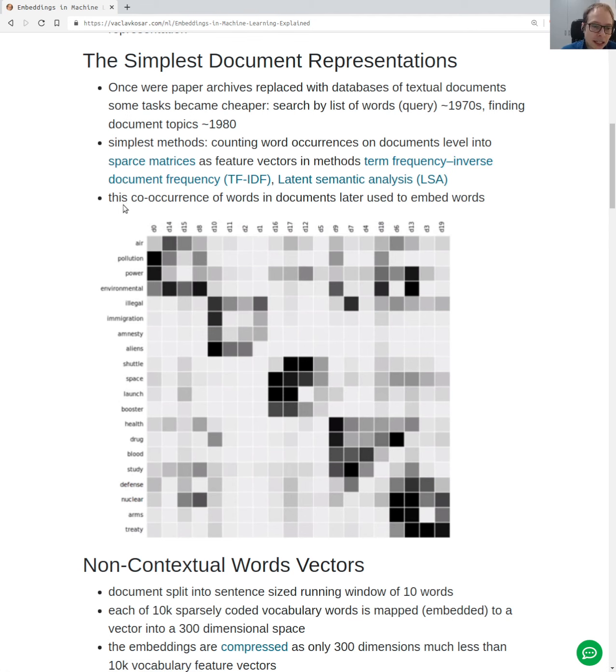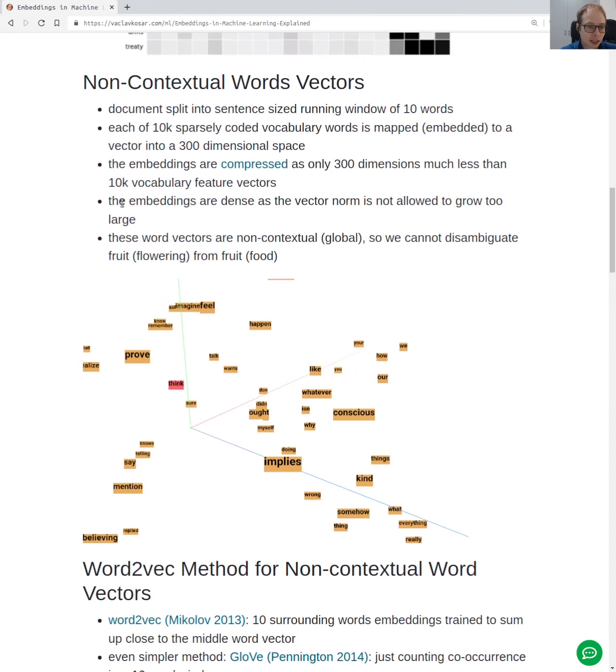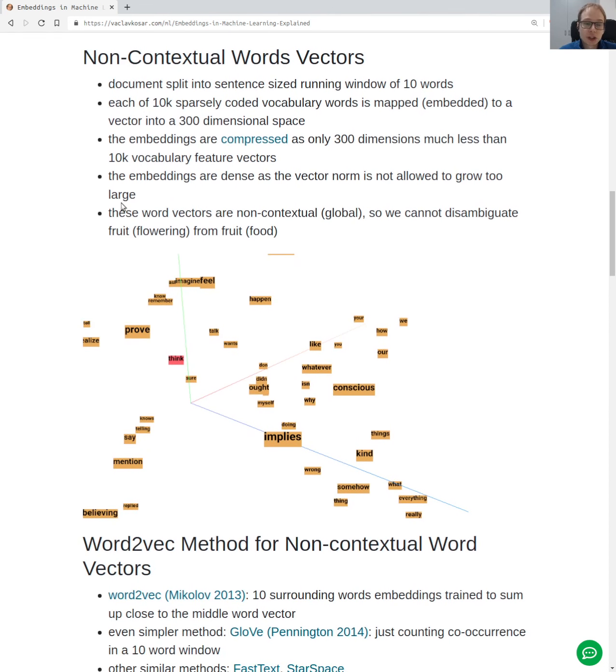And later, this co-occurrence of words in documents was also used for embedding of the words. But here we created the document representations, and that's where we started. Once we were okay with the document representations, well, those were easy enough for people to do, then the contextual word representations, which required more computational resources, were possible to do over time, like in the 90s or so.